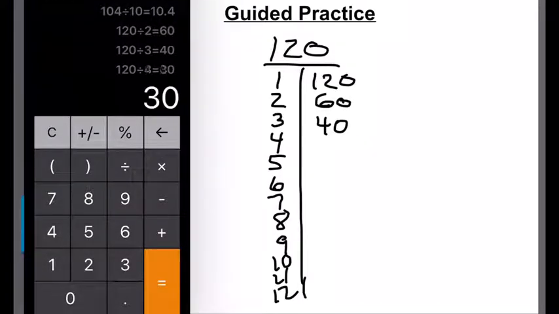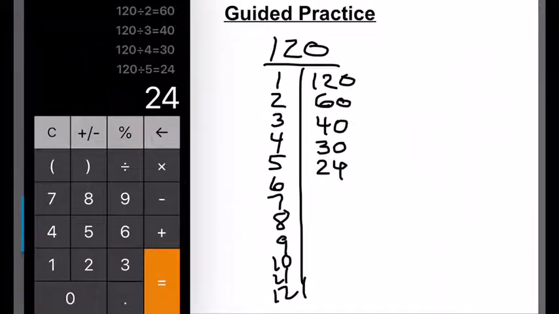120 divided by 4 is 30. 4 and 30 is our next factor pair. This number ends in a 0, so 120 divided by 5 is 24. 5 and 24 is our next factor pair. 120 divided by 6 is 20, so 6 and 20 is our next factor pair.